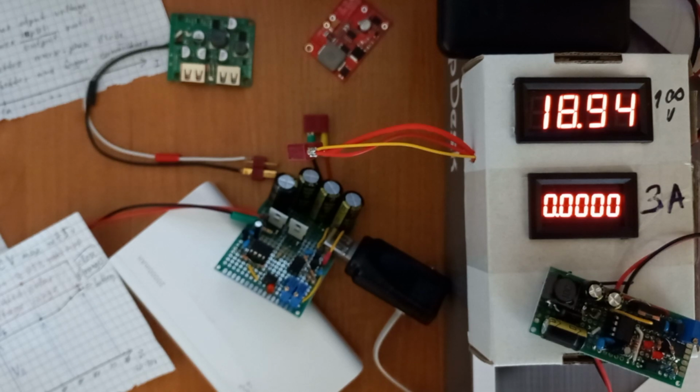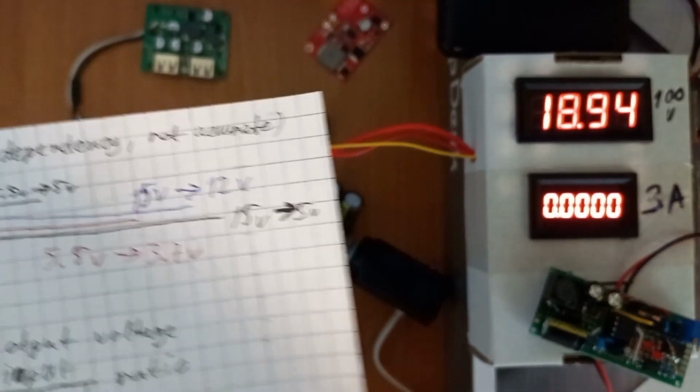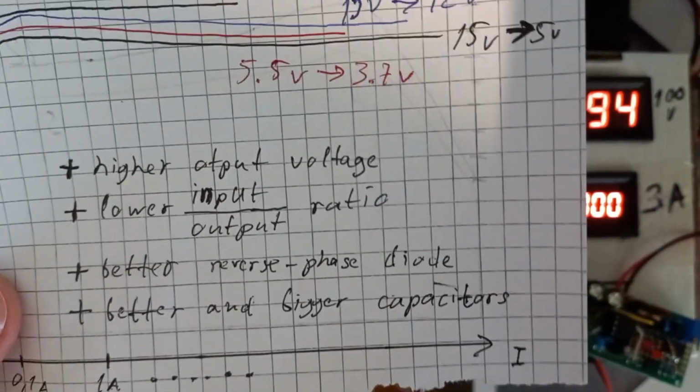Now briefly about the DC-DC conversion efficiency. This typical chart of such buck converter. Here are four curves.